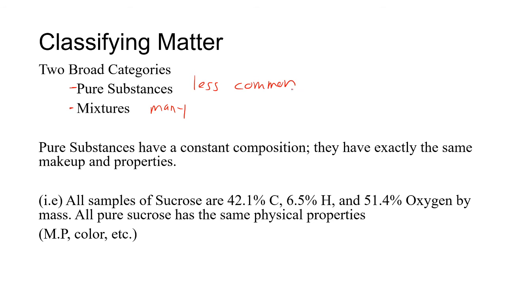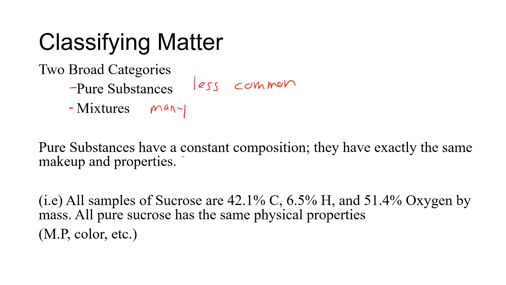For example, the tap water that you're drinking right now, this cheap stuff, that's not a pure substance. That's a mixture of water and other fortifying agents. Pure water, just H2O, that's a pure substance. Now, how are they different?